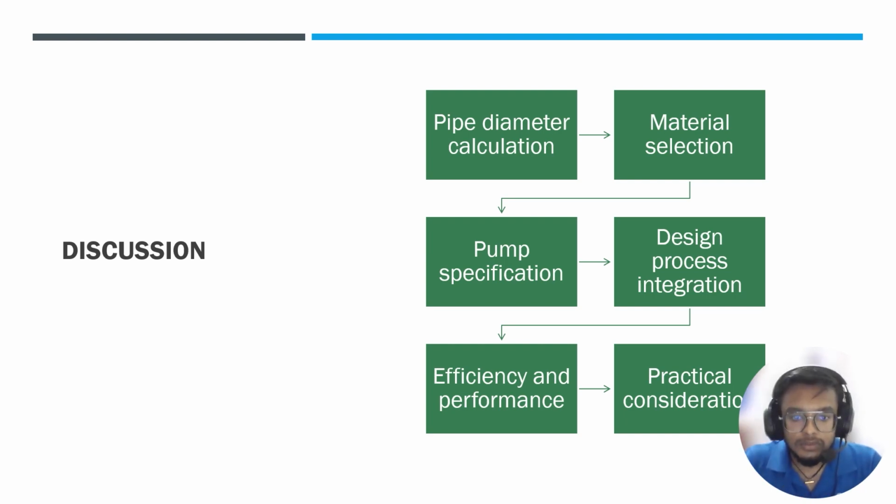So for efficiency and performance, our design ensures efficient flow performance, with a pipe diameter of 0.188 meters. The last part, the material selection, which is the stainless steel that we selected, ensures the system's durability and reduces maintenance needs, while our design process minimizes system downtime by integrating theoretical calculation.